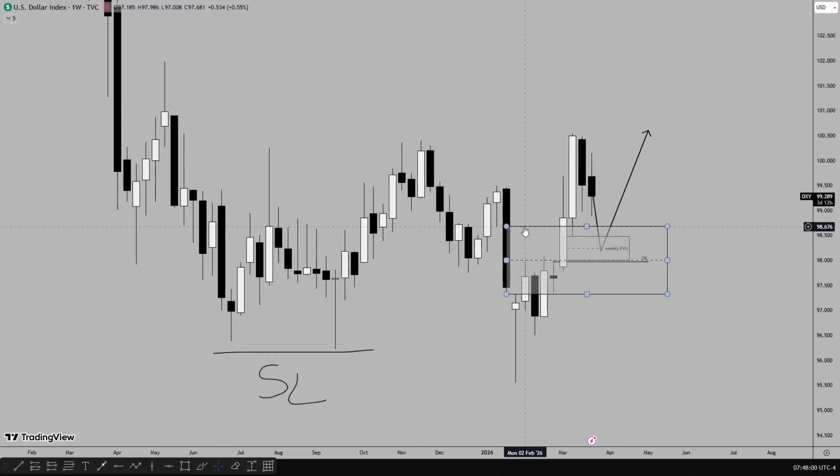So how you want to see price react when it trades to the fair value gap or an inversion fair value gap. So the idea is that if there's going to be a shift in structure on the daily time frame before price retraces to the weekly fair value gap, as soon as price trades to the weekly inversion fair value gap, it is a great idea to anticipate higher prices. Now, is it a high probability? No, a high probability is to trade deep into the weekly fair value gap.